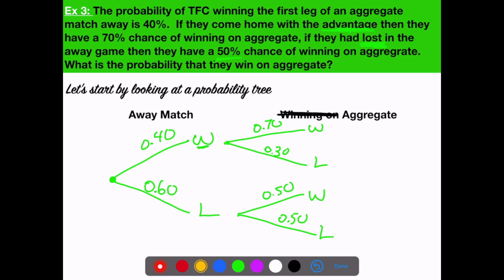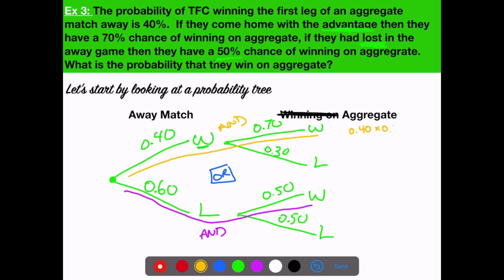So then, what's the probability that they win overall? Well, they have to go through this set of branches, again with an and. Or they have to go through this set of branches again with an and. And again, I said that was an or situation. Okay. So winning and then winning would be 40 times 70. And then losing and then winning is 60 times 50. Again, decimal, sorry. And then we need to add those two pieces together to get the overall probability of winning.